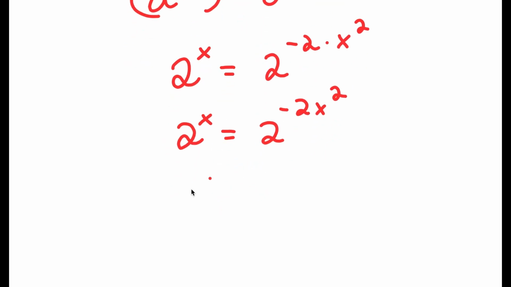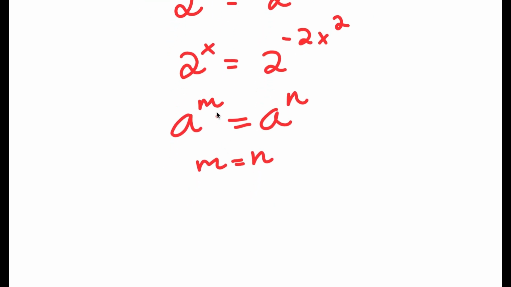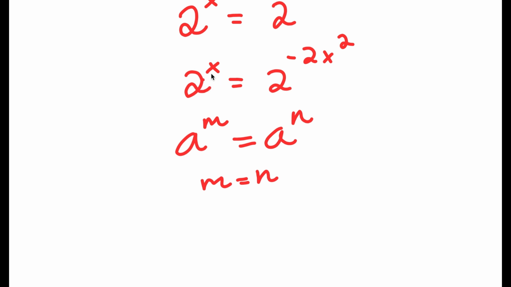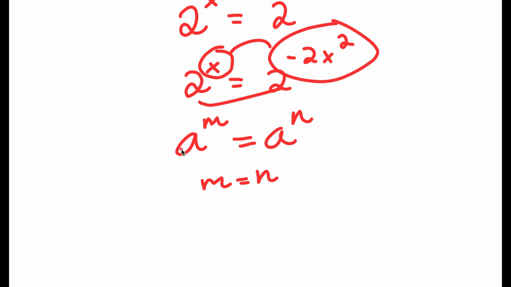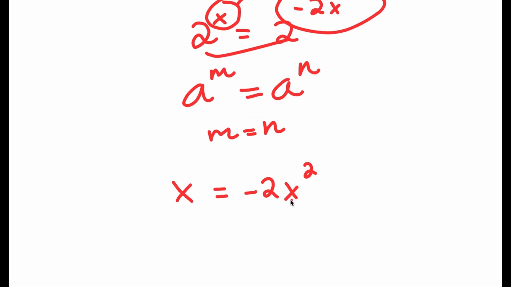So now, if I have something in the form a to the power of m is equal to a to the power of n, this means that m is equal to n. So in this case, I have 2 to the power of x is equal to 2 to the power of negative 2x squared. Notice how x and negative 2x squared are going to equal each other because both of these have the same base. So I have x is equal to negative 2x squared.